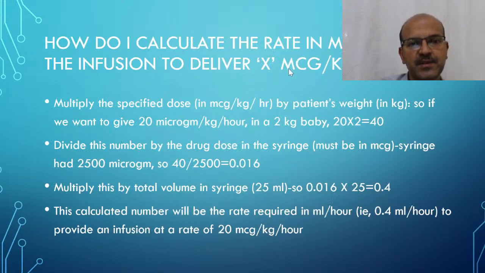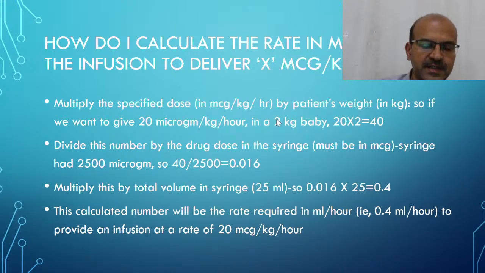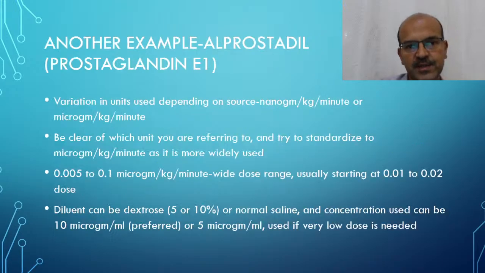And the reverse way, as we calculated, how do we decide to give X microgram per kilogram? So for example, we want to give 20 microgram in a 2 kilo baby. So you multiply the specified dose by the weight and divide this by the drug in the syringe in microgram. So divide by 2500 in this case, and then divide by the volume again, and this will give you the rate in ml per hour that you need for giving this 20 microgram dose. So I hope this part is clear. This is similar for any medication infusion that you use, so you have to understand the principle and then you can practice it as you go on.